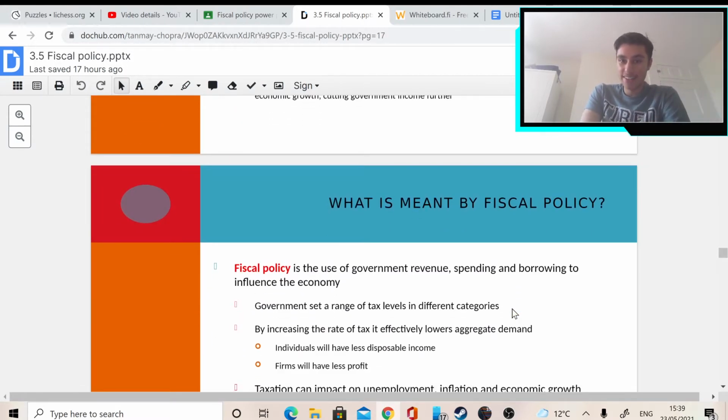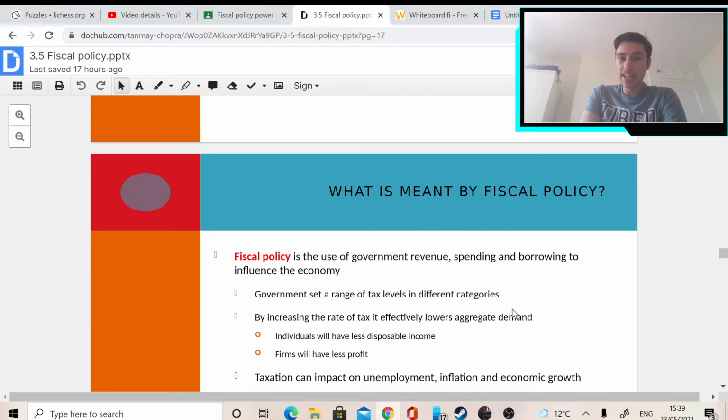Now, finally, fiscal policy is the use of government revenue, spending and borrowing to influence the economy. So it basically is just how government spends its budget and the use of taxes. Taxation should be a word in this definition. I don't know why it's not there. Taxation is a word which should be in this definition. So fiscal policy is the use of, actually I'll write the correct definition here for you.